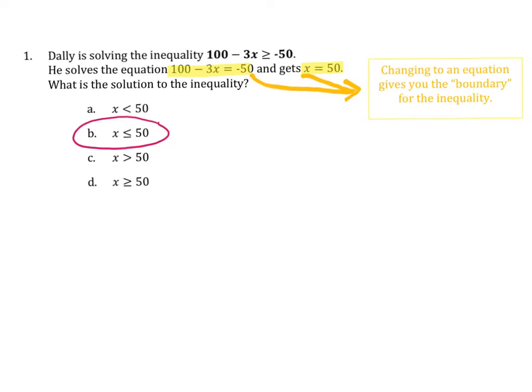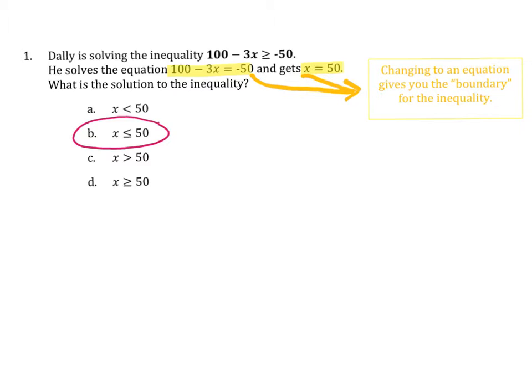Hi, if you're trying to figure out what happened in this problem and where these answers came from, let's take a look at what the original problem is saying. So Daly decided he wanted to try to solve this inequality, turned it into an equation because he wanted to find out what the boundary is. The boundary means that is going to be the number that you're either going to be greater than and equal to or less than or equal to in your final answer.